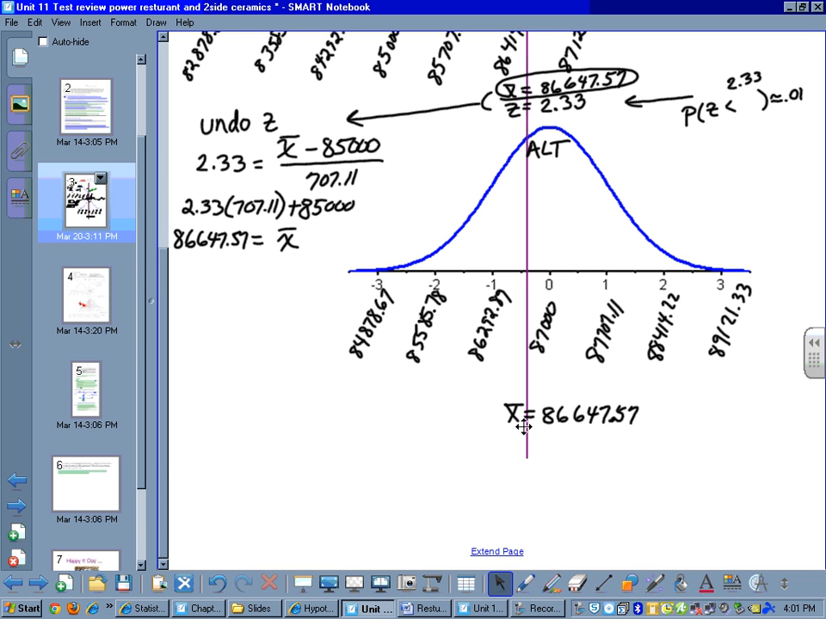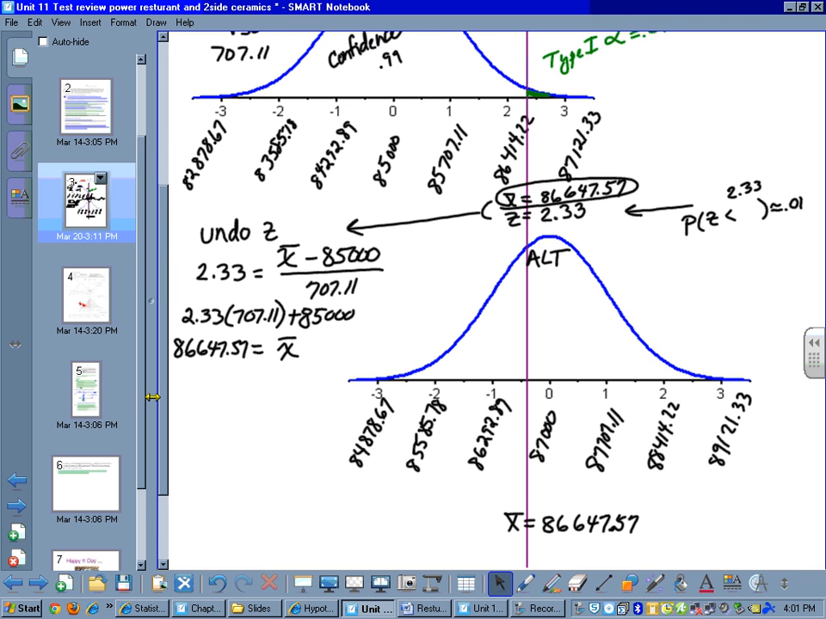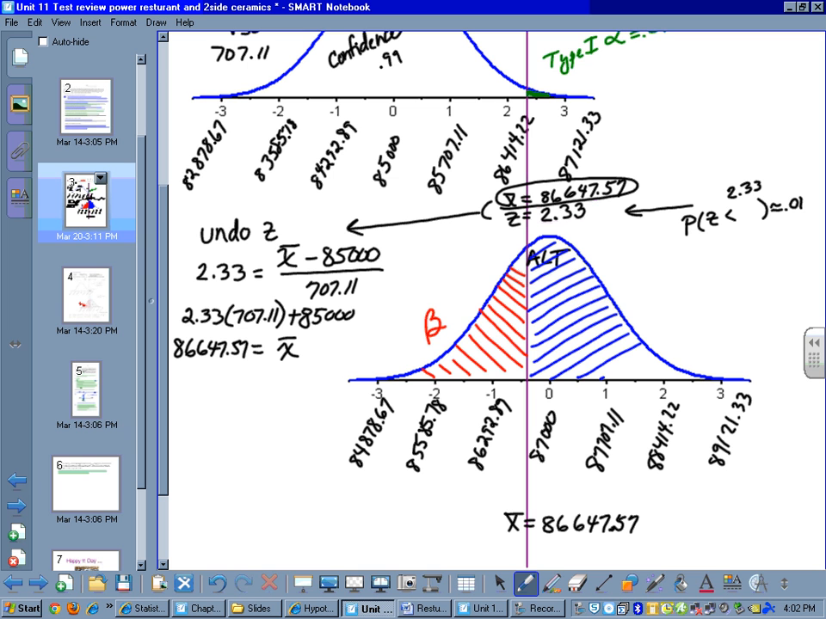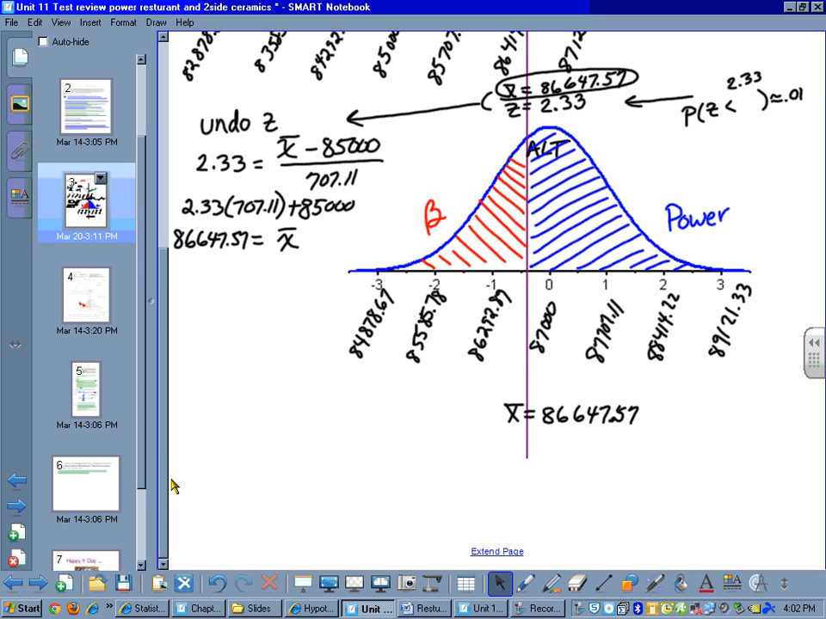Okay. At this point, remembering what my teacher told me, that beta is always on the other side of this very important line from alpha. This is my beta, and that's the chance I have of basically losing a good location. And this is my power, and that's the chance I have of finding that the population actually can support my restaurant, when in fact it is true that they can support my restaurant.